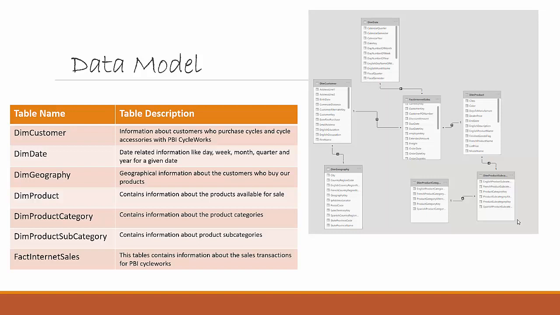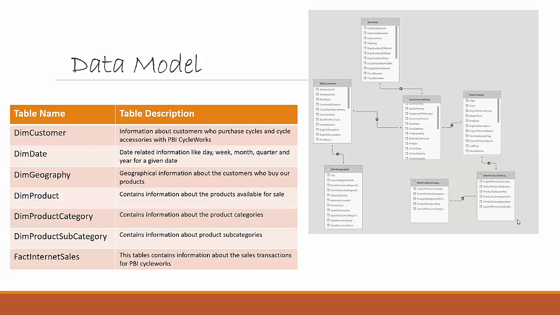So we've got the dim customer table, which contains information about the customer name, their demographic and stuff. Then we've got the date table, which contains information around date. So you could have week, year, month, then you've got quarter, then you've got year, and then you could have fiscal year and calendar year. So all that sort of information is put into one table called dim date.